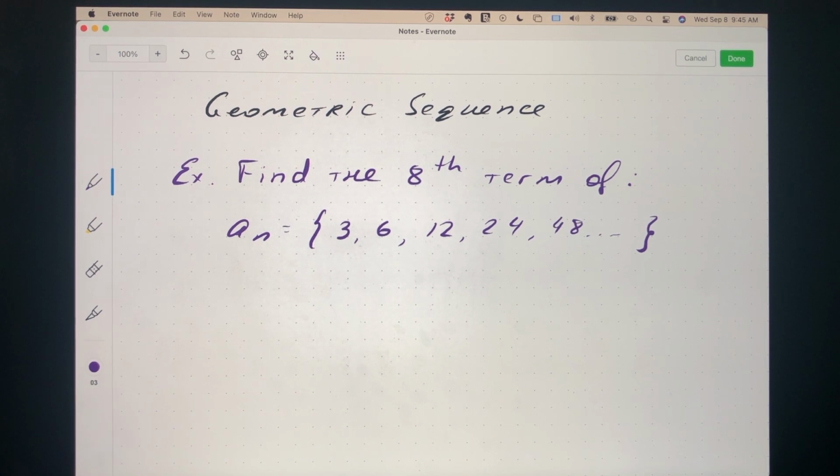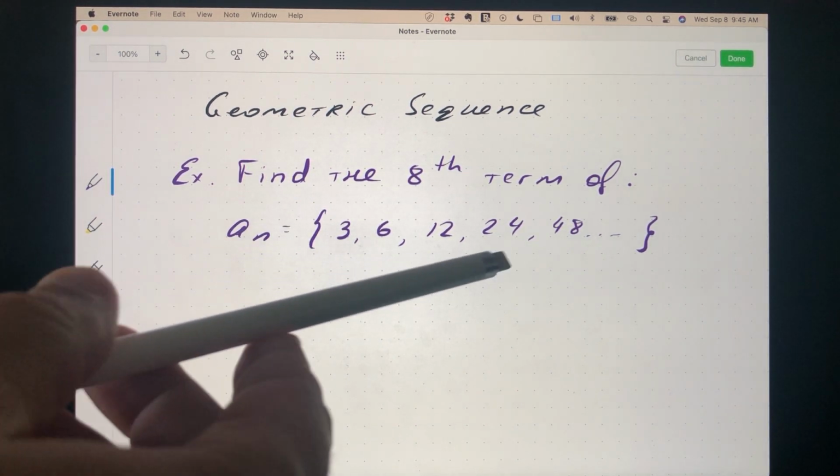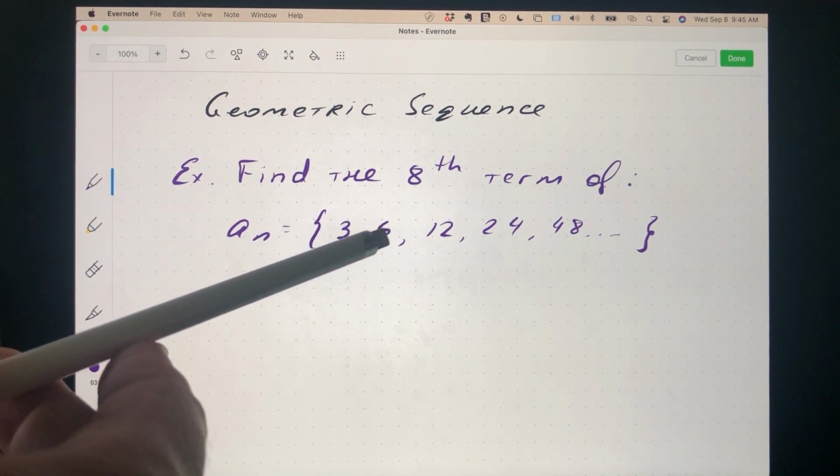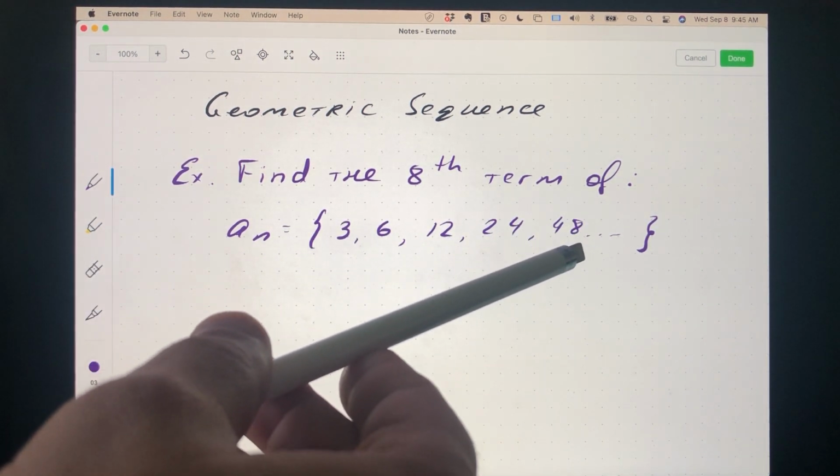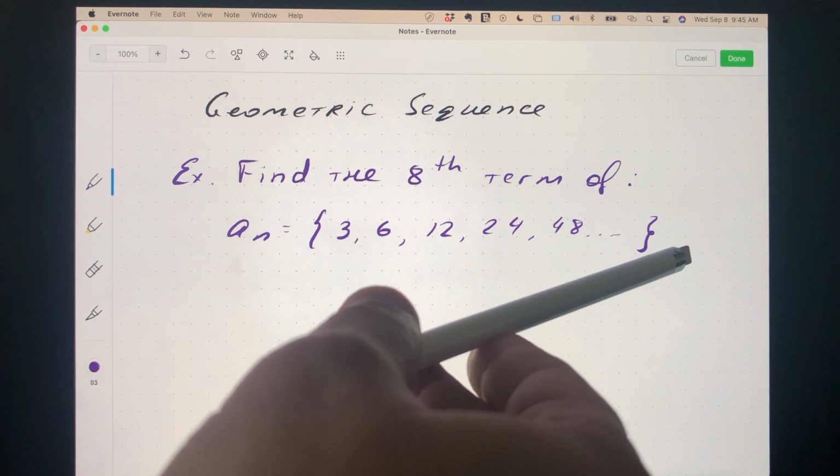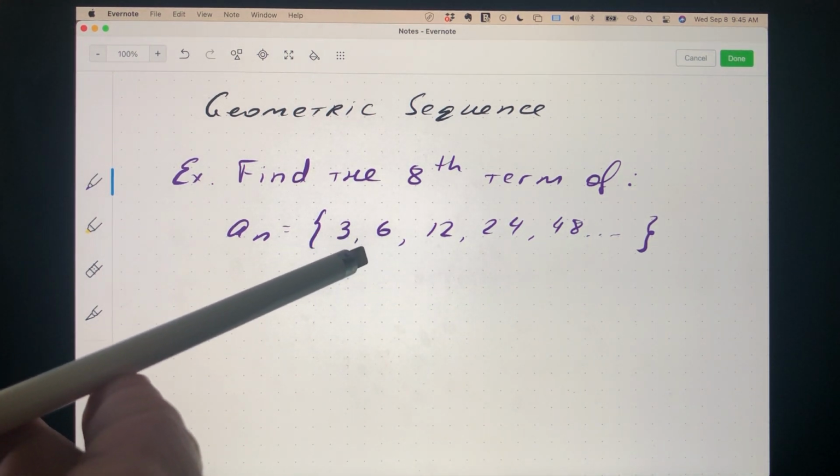So here is one of the examples. Find the eighth term of this sequence. So this is term 1, 2, 3, 4, 5. We're looking for the sixth and for the eighth number. Now we're looking for the pattern.